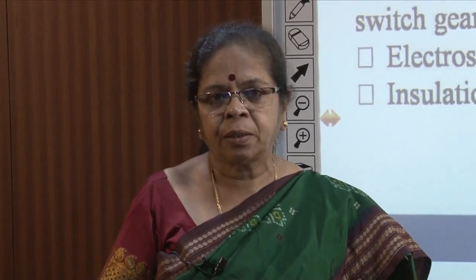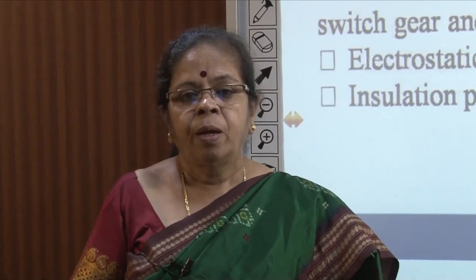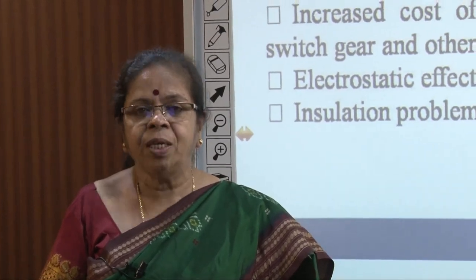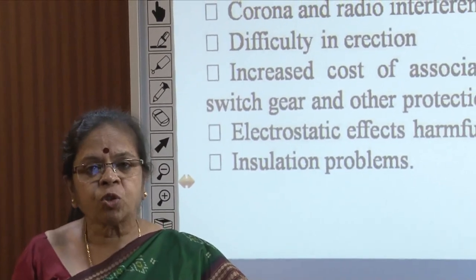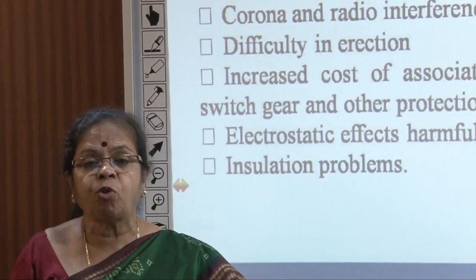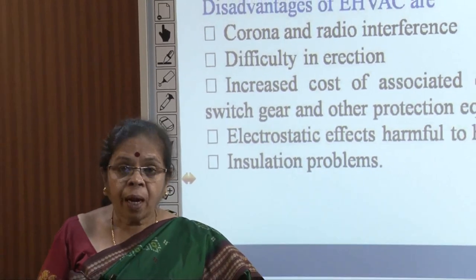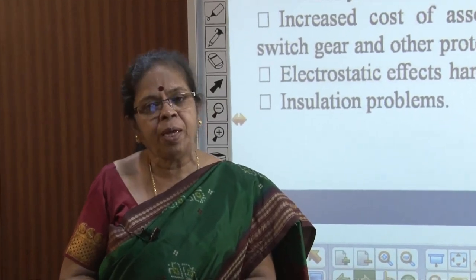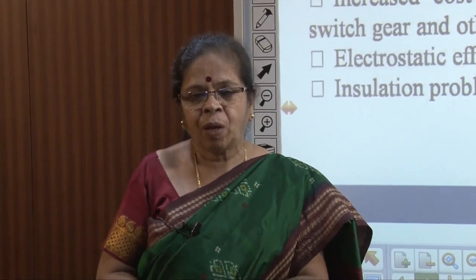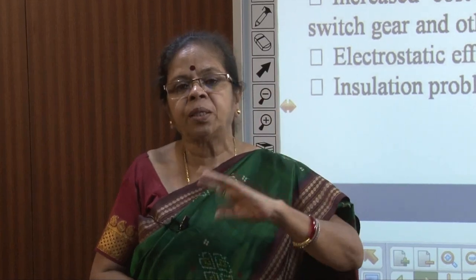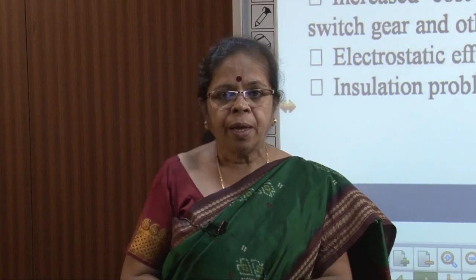And radio interference. It will interfere with the communication signals because of the field of the high voltage. Difficulty in erection. Safety, the insulation required, so the cost of protection will go up. And increased cost of associated equipment, that is what I told you, transformers, switchgear. Switchgear means all the protection equipment. And at very high voltages, the electrostatic effects on human beings and other animals. And the problem of insulation: I have to provide suitable insulation between the ground and the line. So these are some of the disadvantages of EHVAC lines.